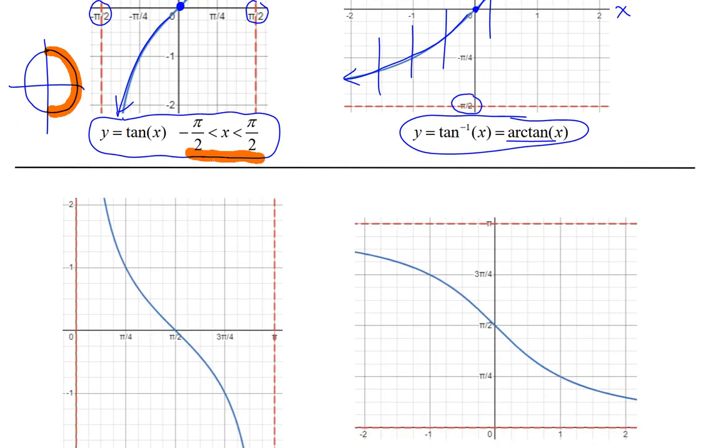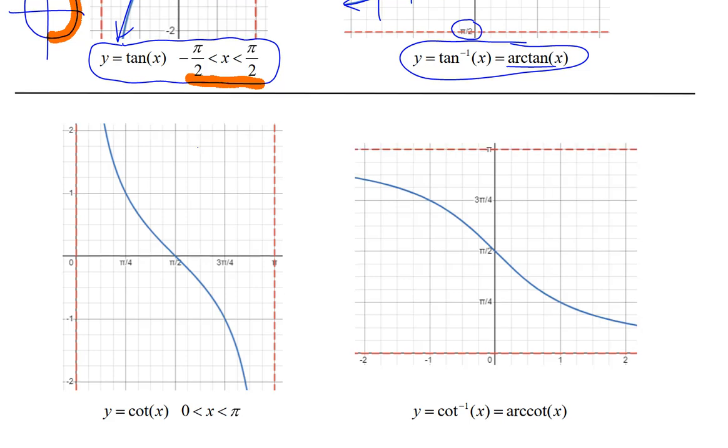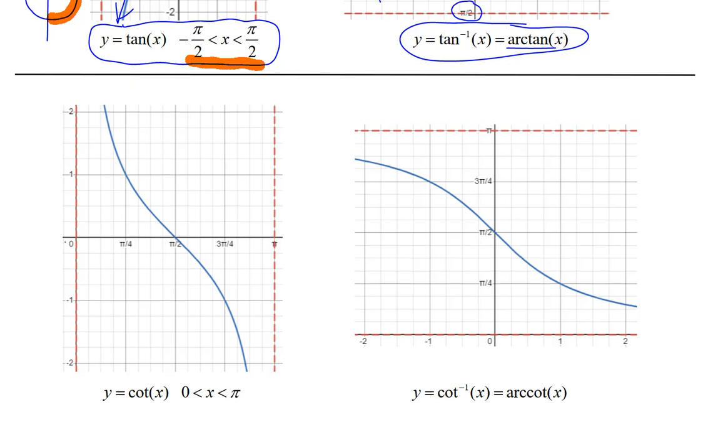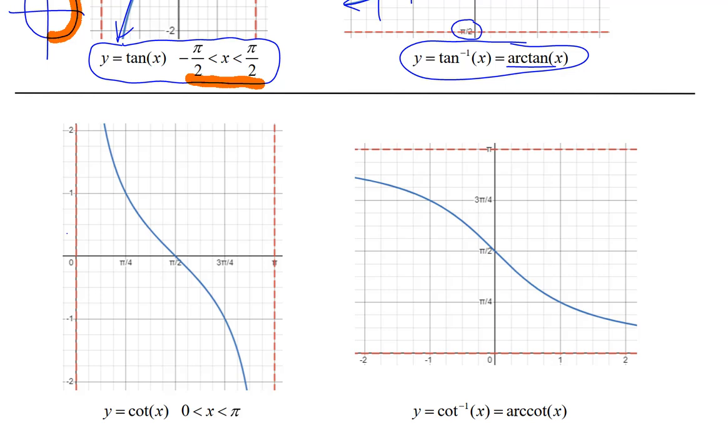How about cotangent? Well, in a similar way, we're going to have to clip or chop a portion of the cotangent graph in order to make it one-to-one and therefore have an inverse that is a function. So just like we did with tangent above, we're going to do the same thing for cotangent, but it's clipped a bit differently, again, just for convenience.